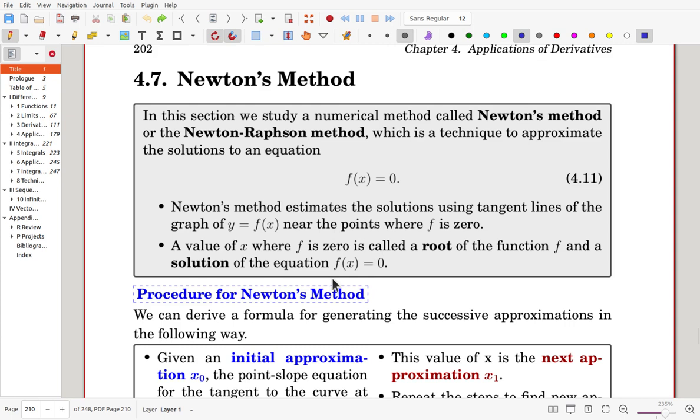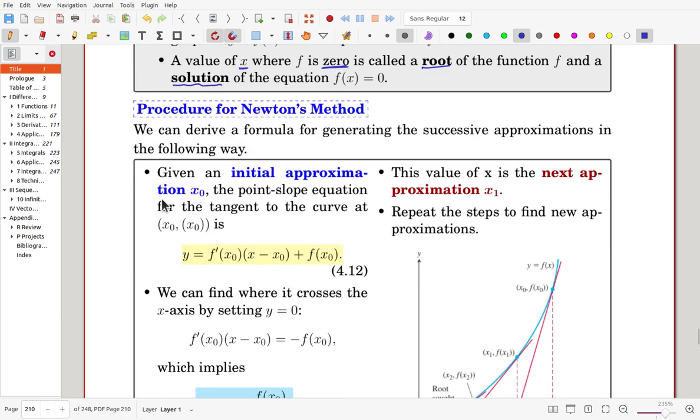However, in this section we call such x sometimes a root, and sometimes a solution, or simply sometimes a zero. Okay, here is the Newton method. We have to find x such that f(x) equals 0. However, for a general function f, it is not easy to get x directly, so we may start with an approximation. So let's say x0 is an initial approximation.